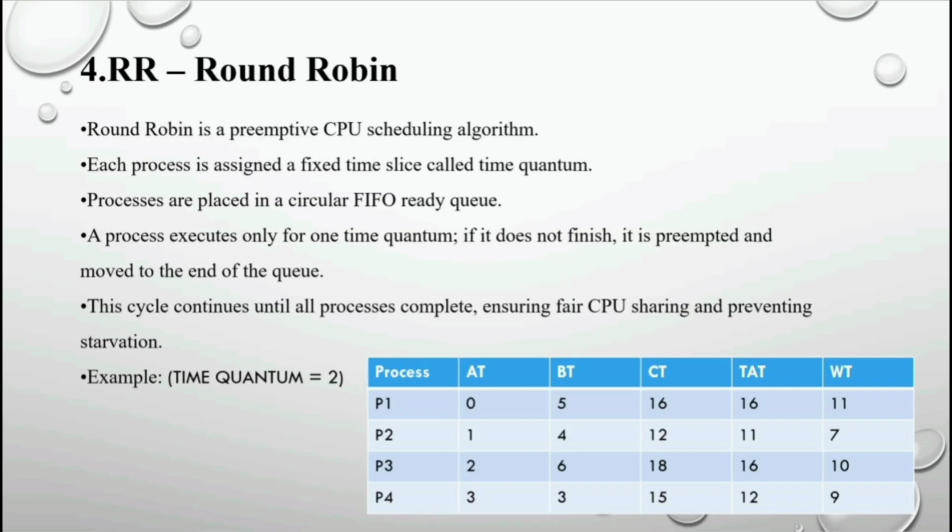Round robin, RR. In the RR algorithm, every process gets a fixed time slice called the time quantum. If it does not finish in that time, it moves to the end of the queue. This method is fair and gives quick response time for all processes.